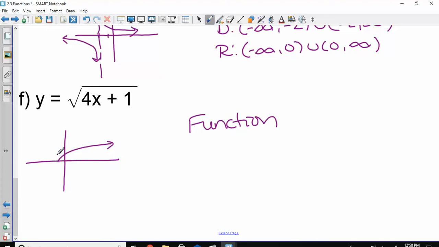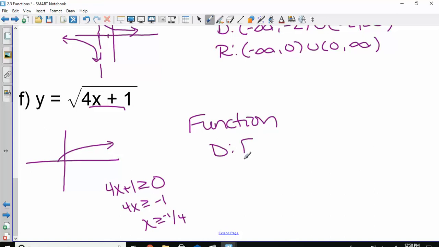Domain. You could maybe get it from the graph. You also know, I already told you that if you have an even radical, the thing under the radical has to be greater than or equal to 0. So your x has to be bigger than -1/4. So our domain is -1/4 to infinity. The range, what y values are we hitting? Everything starting at 0 and going up. So 0.